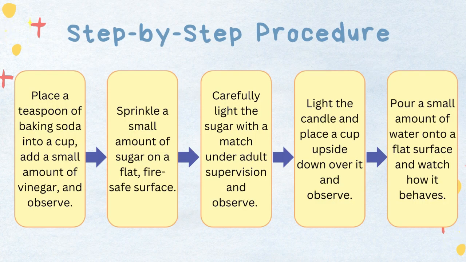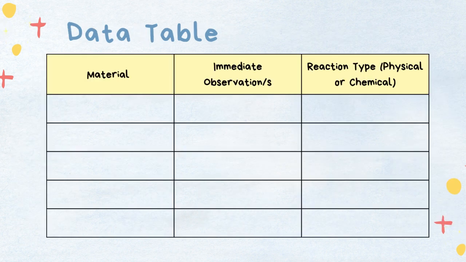First, place a teaspoon of baking soda into a cup. Add a small amount of vinegar and observe. Second, sprinkle a small amount of sugar on a flat, fire-safe surface. Third, carefully light the sugar with a match under adult supervision and observe. Fourth, light the candle and place a cup upside down over it and observe. Lastly, pour a small amount of water onto a flat surface and watch how it behaves. Here is the data table for our activity.